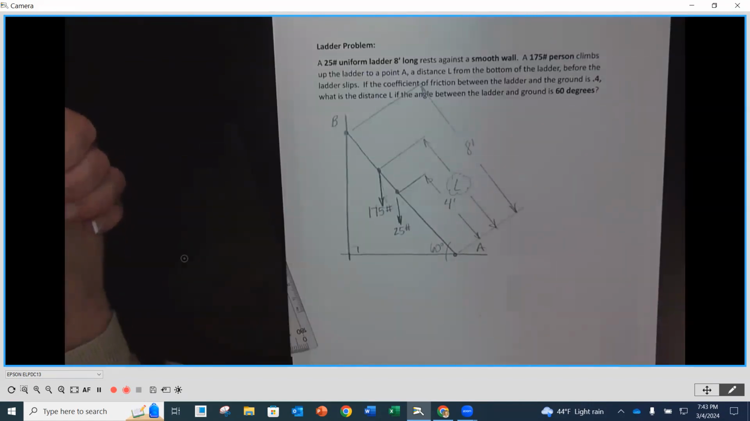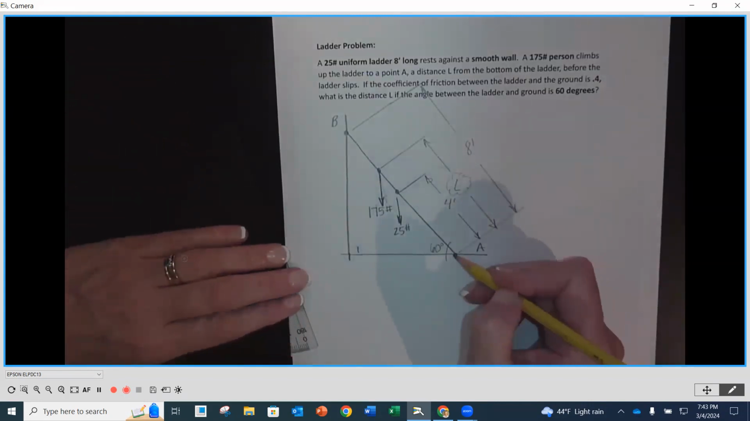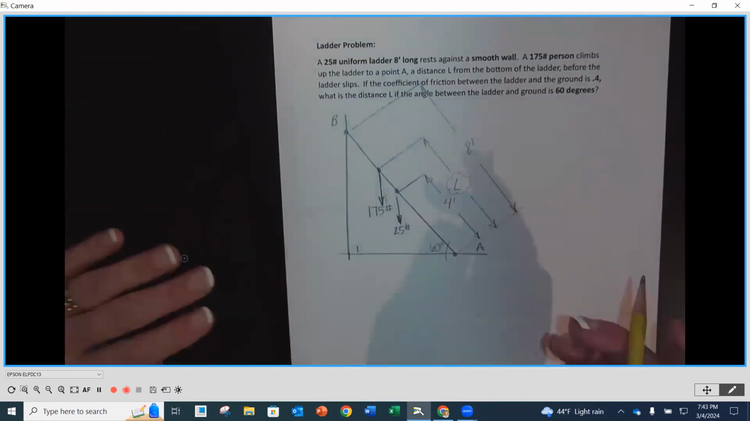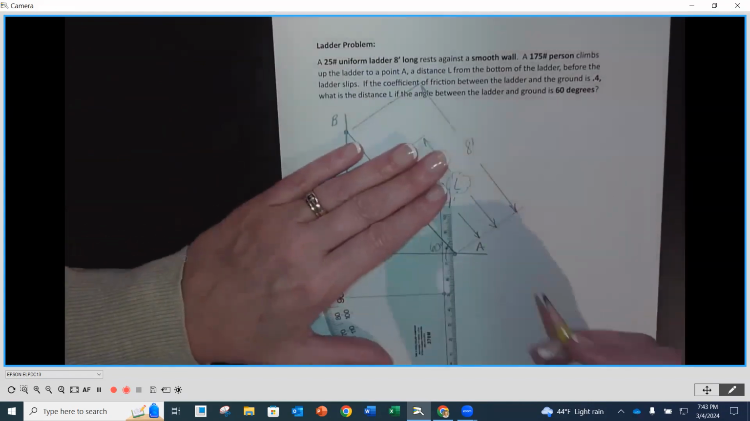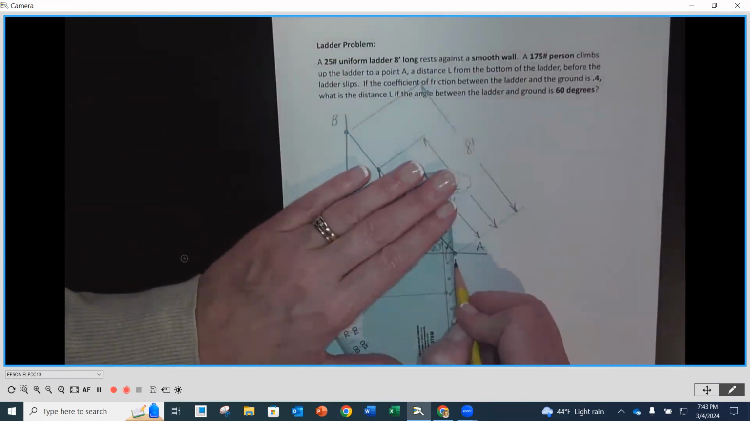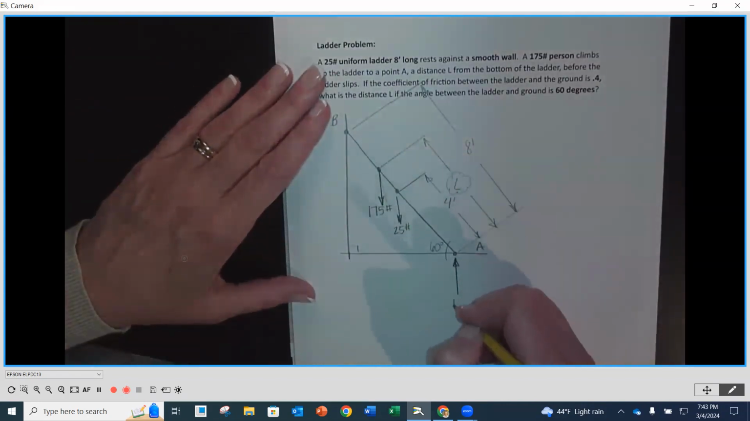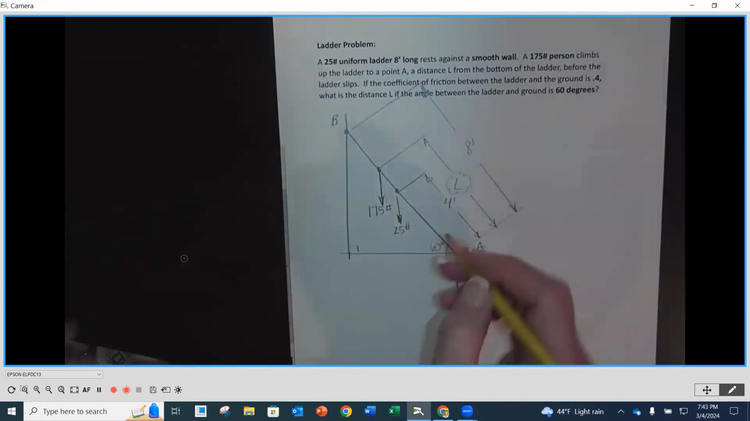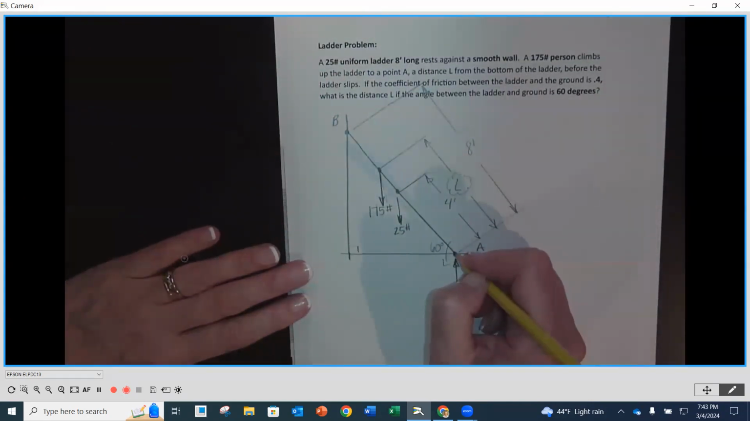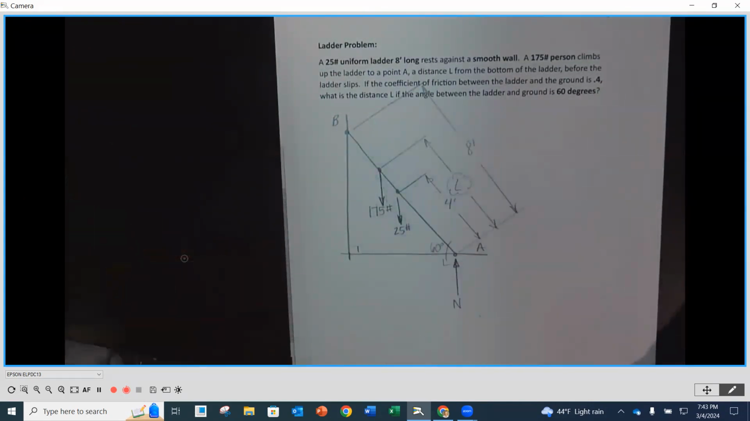The weight of our ladder, and then the weight of that person. Now what we want to do is put in place some other things. We know that at the bottom here there's going to be some friction, friction at the ground level. At this point where the ladder is, that's holding up our normal force. This is going to be our normal force, perpendicular to the surface that our ladder is riding on.